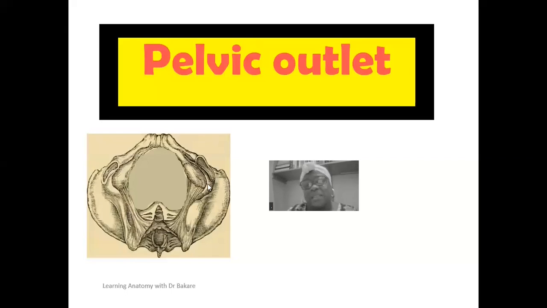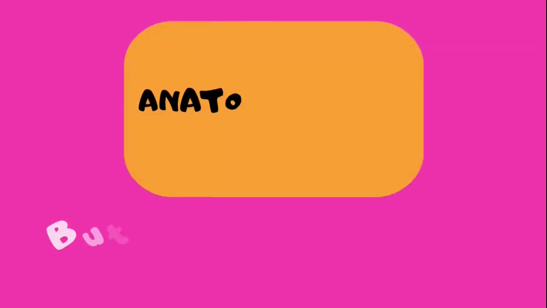Let's try and use this image here for illustration. This is the inferior view of the pelvic cavity. And at this region here that is carved out in white is where we have the pelvic outlet. In this lecture, we'll be looking at the different structures that are seen to form the alignment of the pelvic outlet. And we'll also be looking at the differences between the male and the female pelvic outlets.